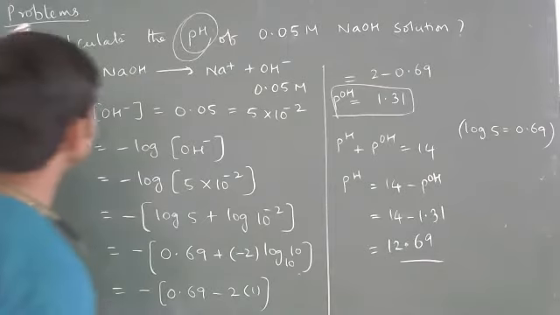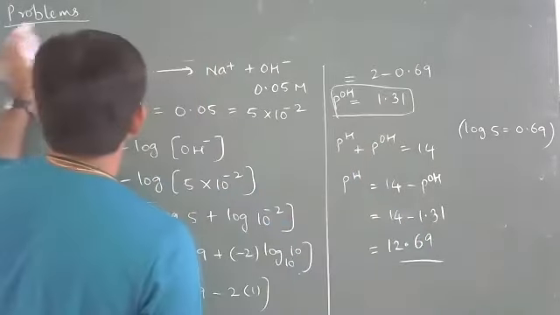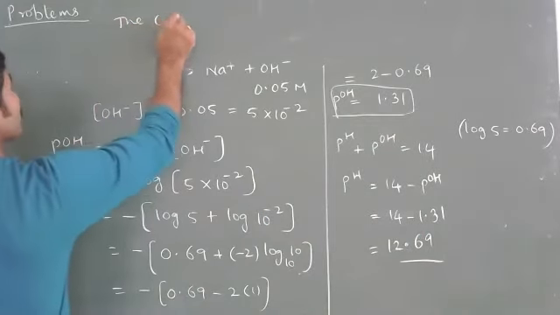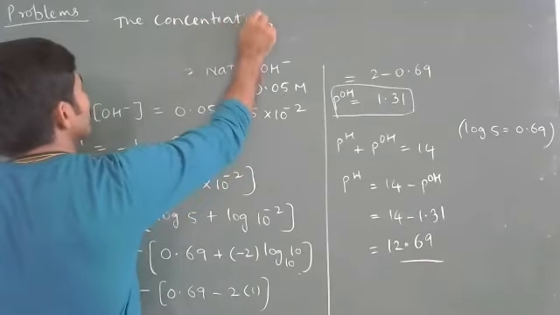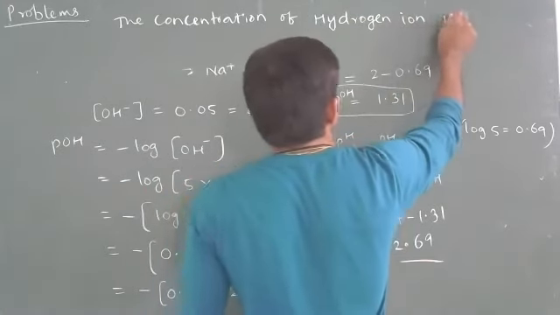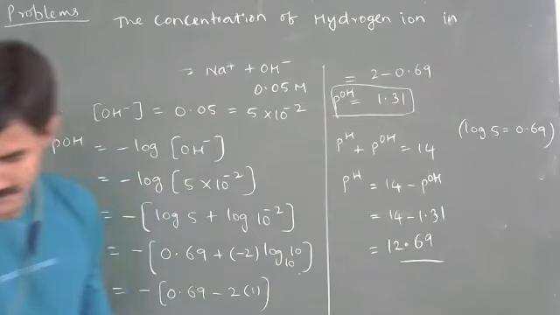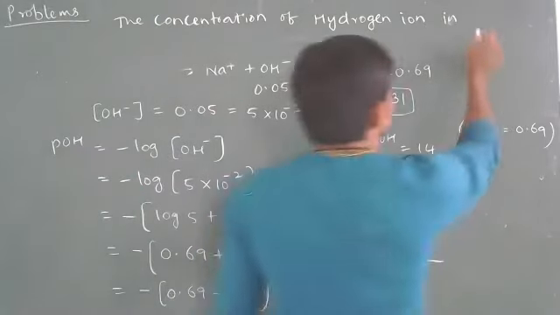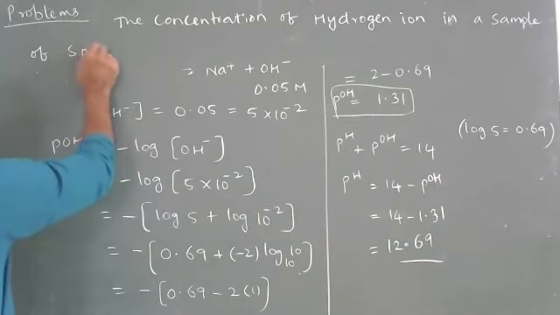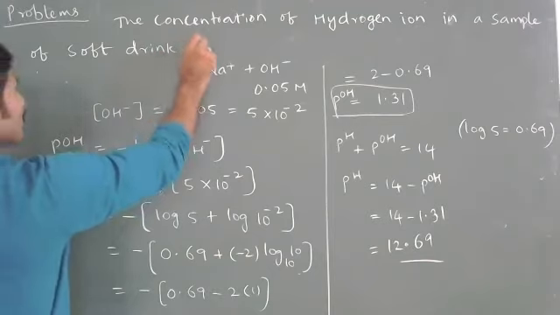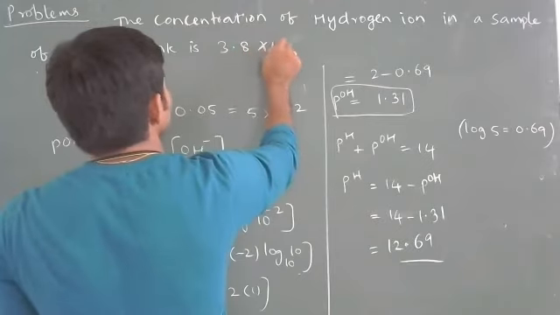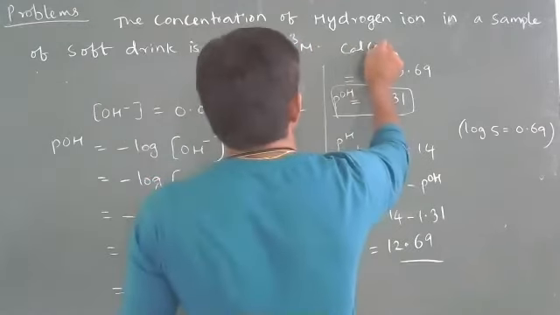Okay. Next problem. The concentration of hydrogen ion in a sample of soft drink is 3.8 into 10 power minus 3. Calculate pH.